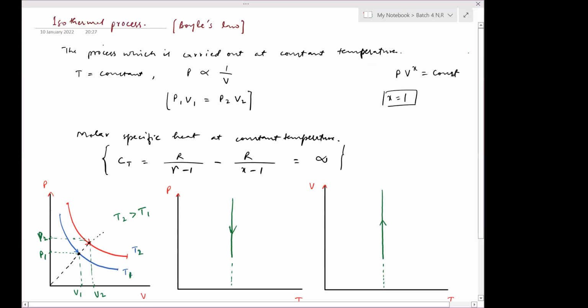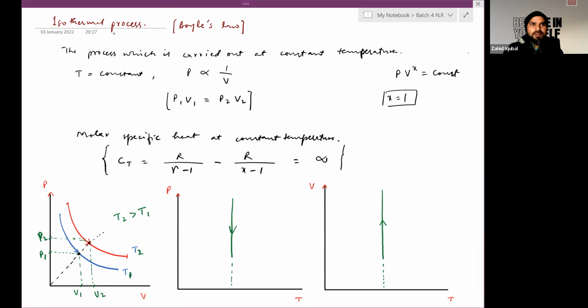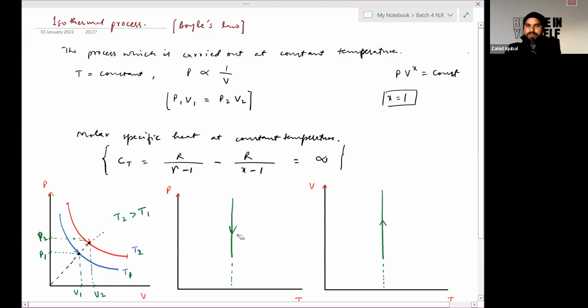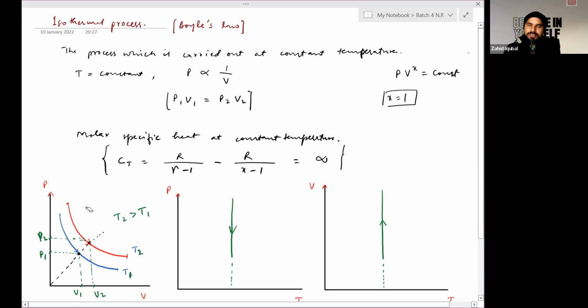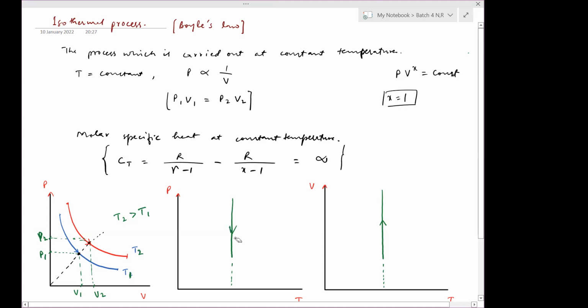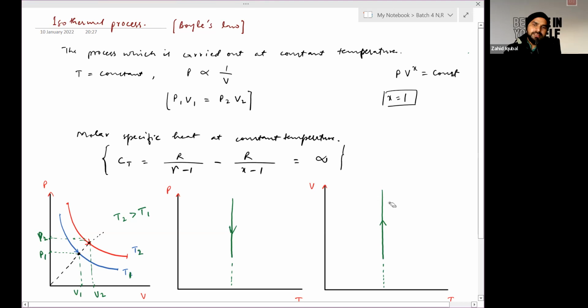So why is the arrow pointing down and up? We are taking the situation of expansion. On expansion, does volume increase or decrease? Increase. And since pressure is inversely proportional to volume, on increasing volume, pressure will decrease. That's why pressure is decreasing in this case and volume is increasing in this case. Both are at constant temperature.